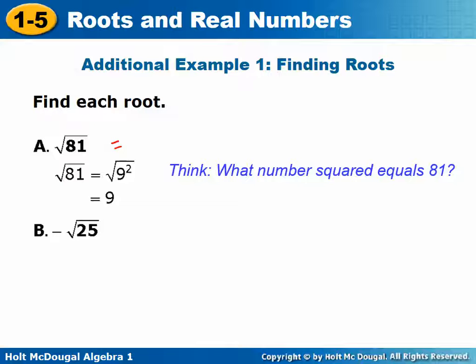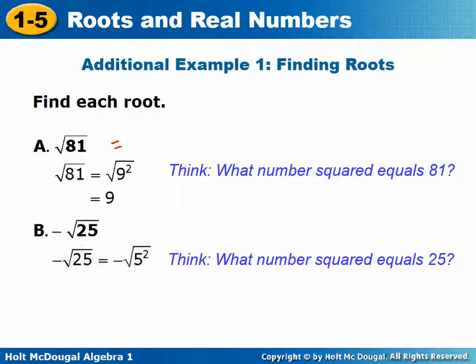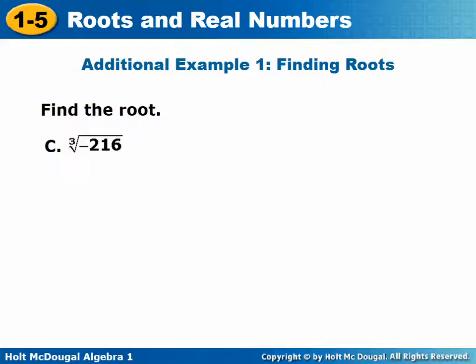In B, they want the negative of the root of 25. Well, the square root of 25 is just 5, and then they want the negative in front of that. So this would be negative 5. Remember that a square root undoes a power of 2.